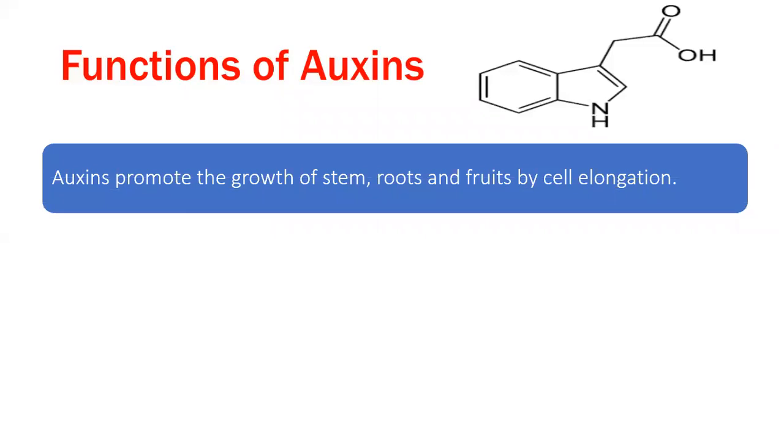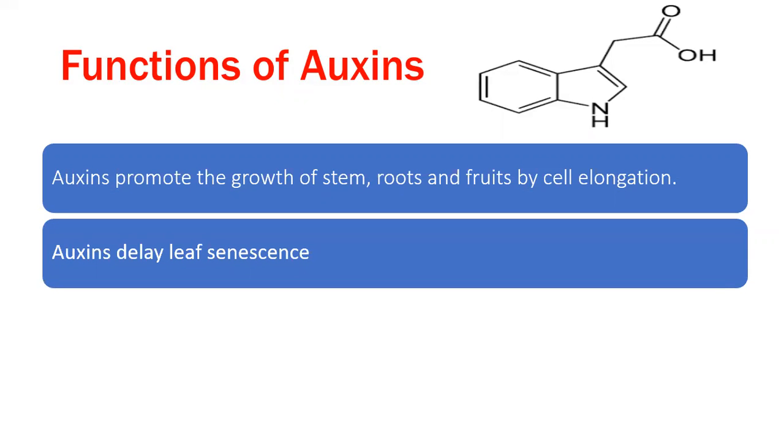Coming to the function of auxins. Auxins promote the growth of stem, roots, and fruits by cell elongation. What actually happens here is during cell elongation, the plant cell wall is actually very stretched out. It is stretched, and this hormone auxin will loosen the cell wall. So that time what happens, this cell wall of the plant is stretched like a rubber band which is under tension.